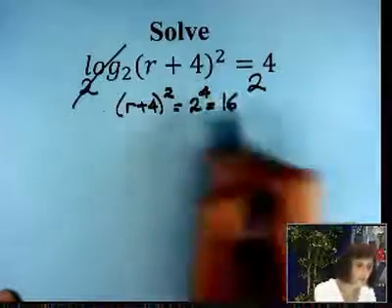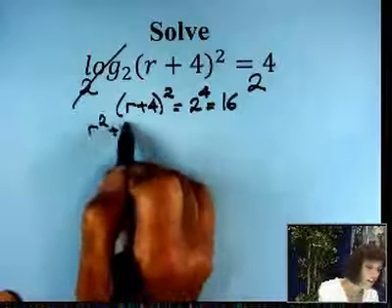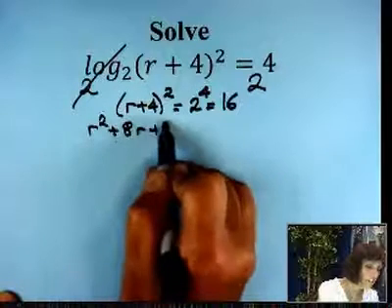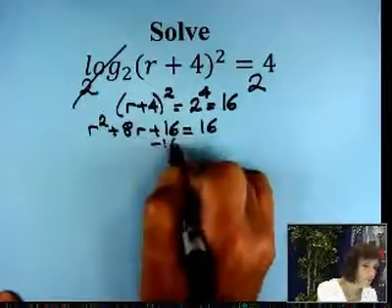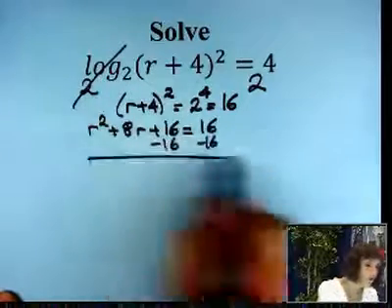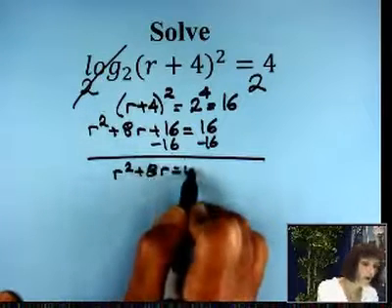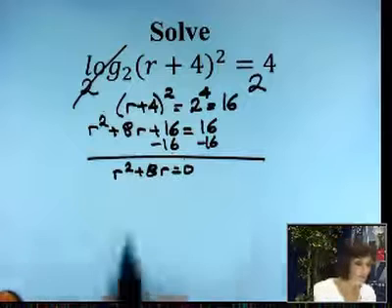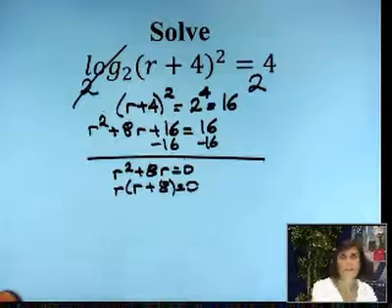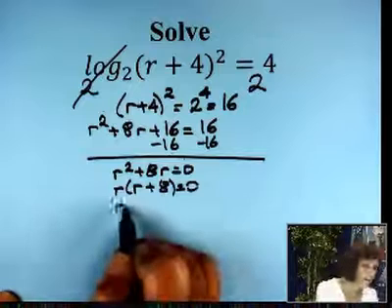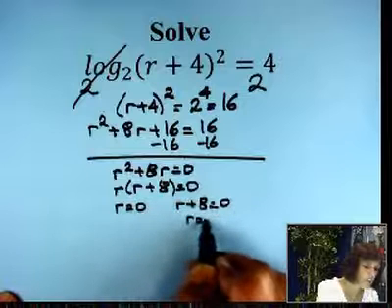Now I'm going to have to open this up. You have r squared plus 8r plus 16 equals 16. Oh, watch. The 16s will go. You're going to end up with r squared plus 8r equals 0. How do I do that? Factor, no problem. r times (r plus 8). Set each factor to 0. r equals 0. r plus 8 equals 0, that means r equals negative 8.